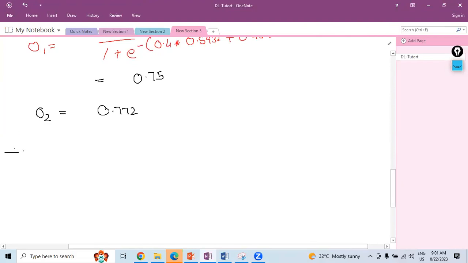So far we have done two processes. One is my feed forward, which is complete. My feed forward is done. My loss calculation is also done.